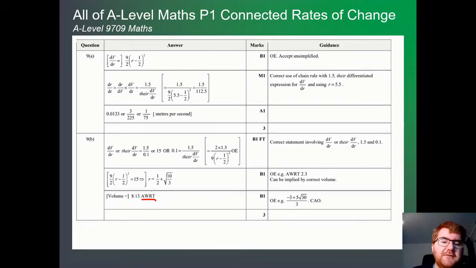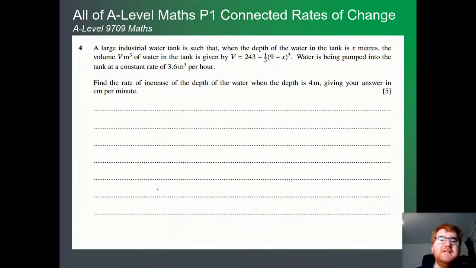Okay, so you can have a look through the mark scheme. Notice you have to have the correct working here to get the 8.13. You can't just guess it or do a trial and error method. They need to see this related rates of change process. Okay, on to our next question.